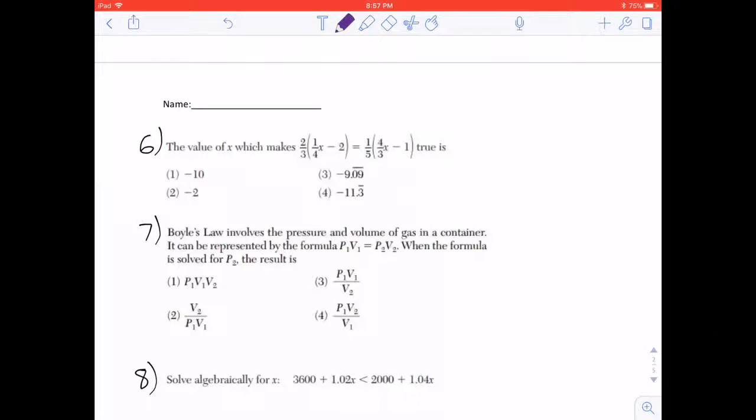Number 6, the value that makes this equation true is what? First thing I'm going to do is distribute 2/3 to both terms inside the parentheses, giving me 1/6 x minus 4/3 equals, and I distribute 1/5 to both terms inside the parentheses, 4/15x minus 1/5.